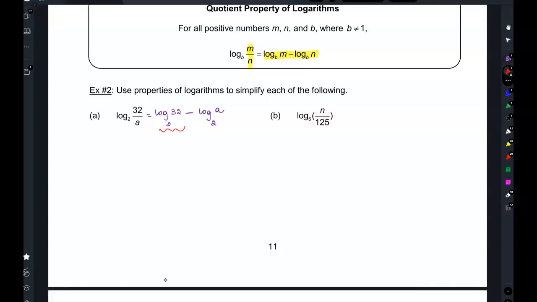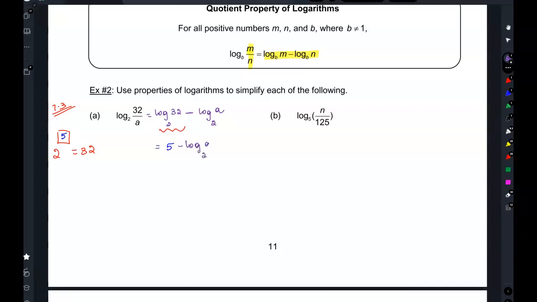Okay, so let's just start from the beginning. Take a look. I have a base of 2 here. So the question I need to ask is 2 to the power of what gives you 32? This is from section 7.3. And the exponent there is a 5. So this is just a 5.